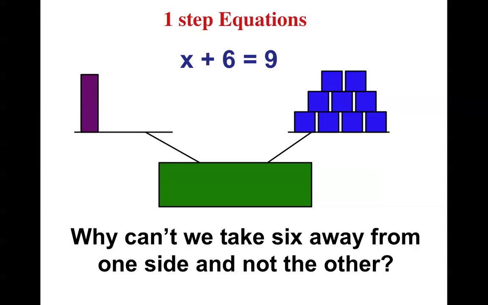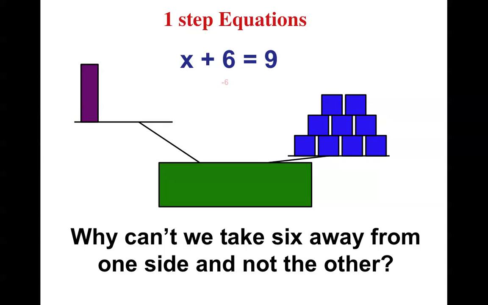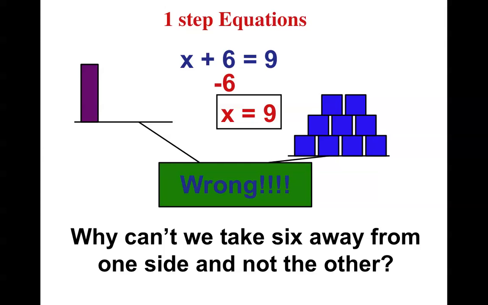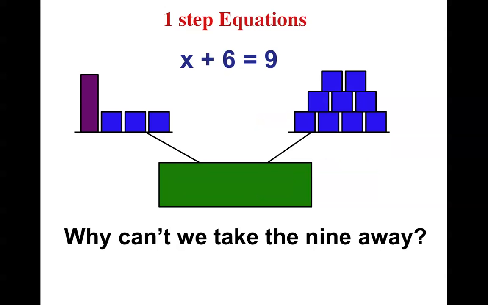Some of the mistakes that students will make is that they will only take 6 away from one side. If you only take 6 away from one side, hopefully you can notice the scale is no longer balanced, because we know x does not equal 9. That is wrong. All right.